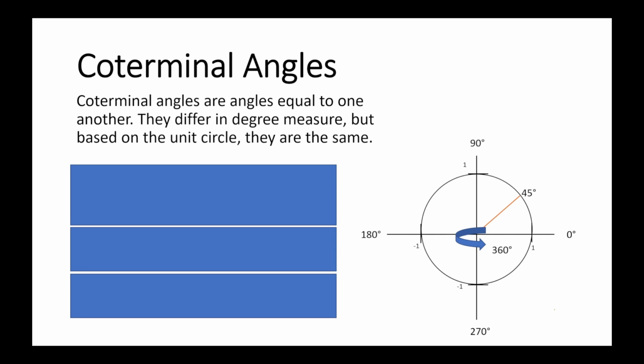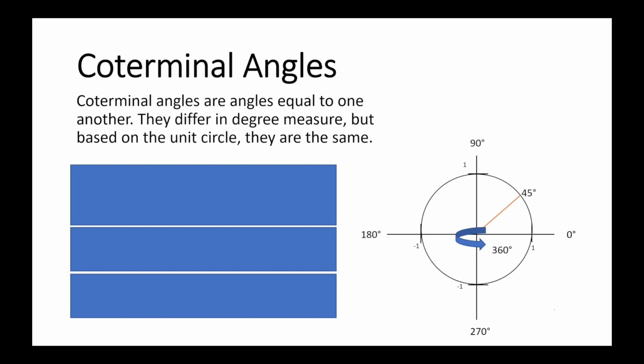So coterminal angles, how do unit circles help us with this? Well, we have to know the definition. Coterminal angles are angles that are equal to one another. So they differ in degree measure, but somehow they're still equal to each other. How's that? Well, take a look at this diagram from before on the unit circle, and we're going to use the same angle of 45 degrees.